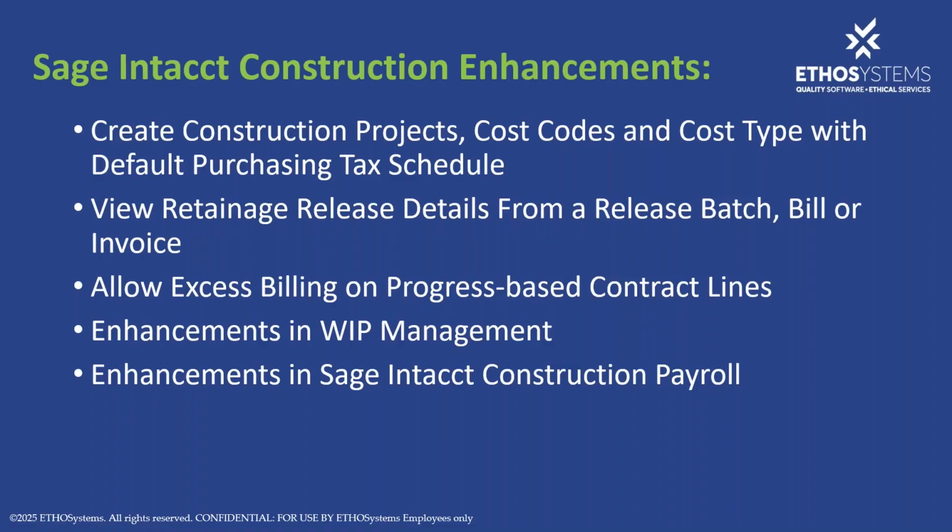View retainage release details from a release batch of bill or invoice, which is great. They've been slowly building that out for us and doing such a great job. Then we'll go into allow excess billing on progress based contract lines. We're talking about the prime contract lines that you create. Previously, no maximum was set except for T&M, but I'll show you that we now have it available for progress-based billing.